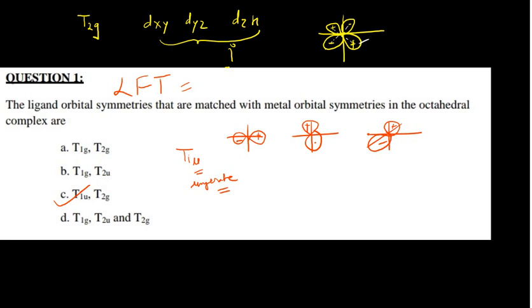So your T2g is actually your dxy, dxz, dyz, and T1u is your px, py and pz, and your T1g and T2u groups of orbitals for the ligand do not match the symmetry of any kind. So basically you see this and this, they cannot match the symmetry of any kind. So you can cross them all. T1g and T2g both are gerade, not possible, gerade and gerade, this is not possible. So option C is the correct option.